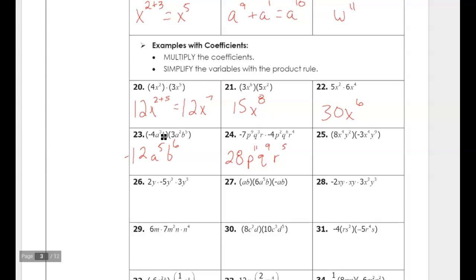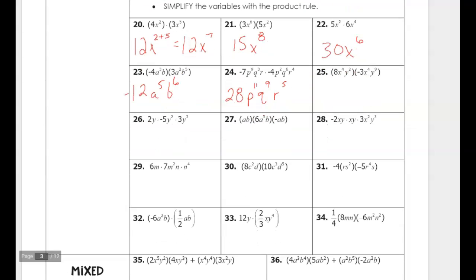So I'm going to jump down here to 27, because here, now you have 3 of them, but the only thing you've got to be careful of is this negative. So really another way to write that would be negative 1ab.